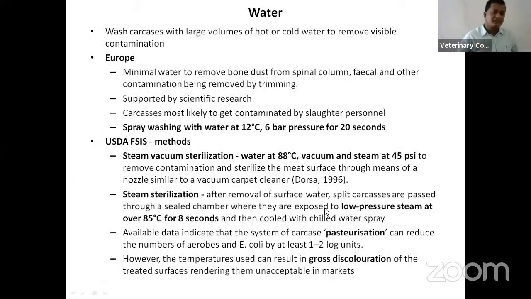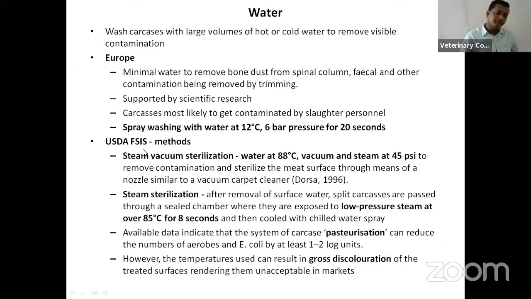Now we are discussing the water. You can use both hot water and cold water. If it is hot water, no issue, it itself is a sanitizer. If it is cold water, then it has to have some chemical sanitizers. They say that spray washing with water at 12 degrees centigrade at 6 bar pressure for 20 seconds is beneficial. That's with respect to cold water.